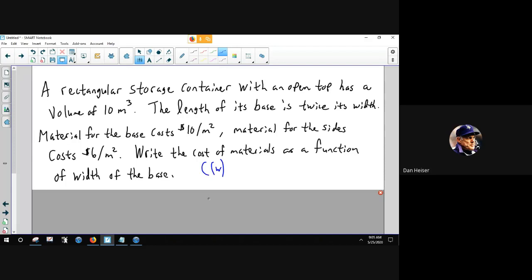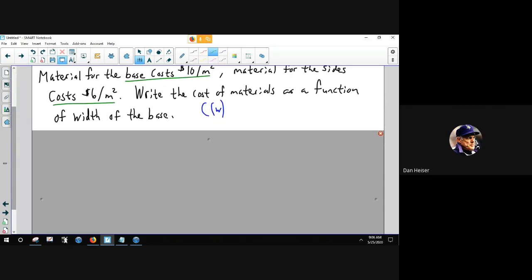First thing you should do in a problem like this is understand you're not going to solve it in 2 seconds. You have to take it in small pieces. So let's look for some key words here. We have a volume. That's important. We have length of its base twice the width. That's important. That will allow us to eliminate one variable and write it in terms of another. Material costs, that's important. We'll come back to those.